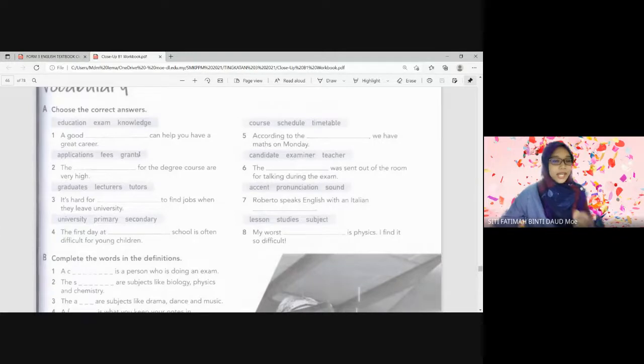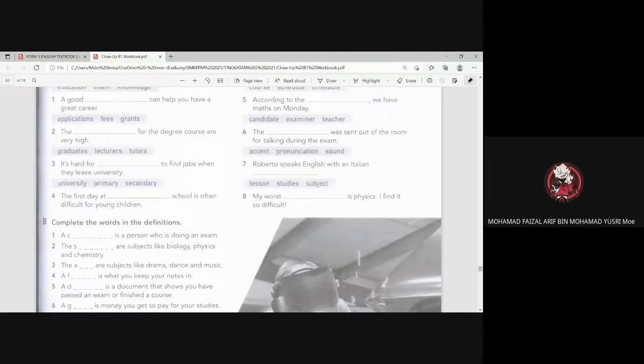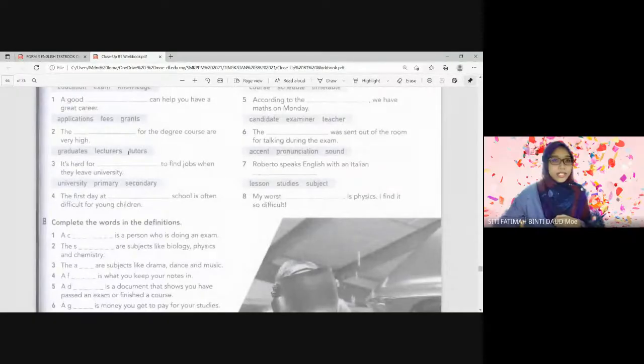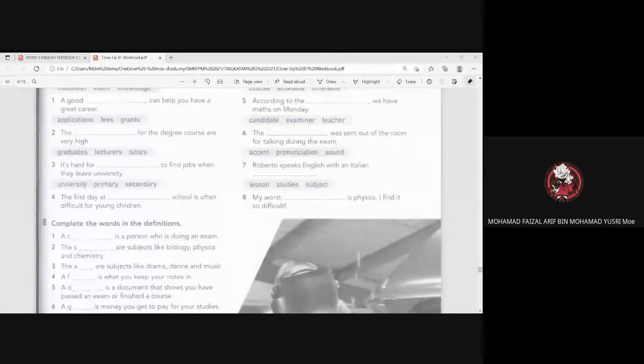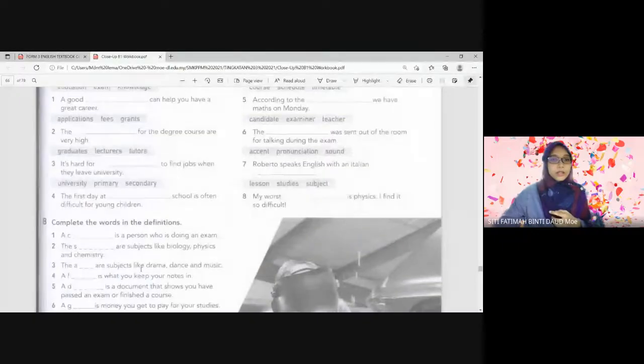Grants, you get the money. Remember that. Okay, the fees for the degree course are very high. It's hard for what to find jobs when they leave university? Who is hard? Lecturers? Lecturers already have a job. Tutors already have a job. Graduates. If you finish your degree or your master's or your diploma, you are called graduates. And after that, you have to find a job. But sometimes it is very difficult to find jobs when you leave university.